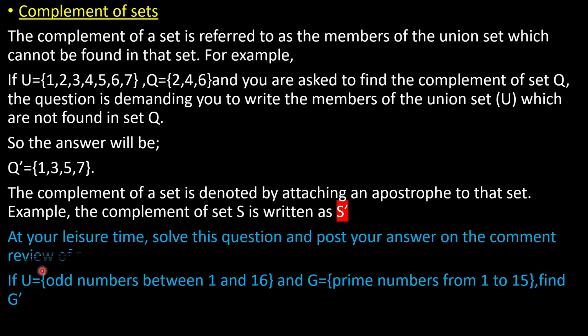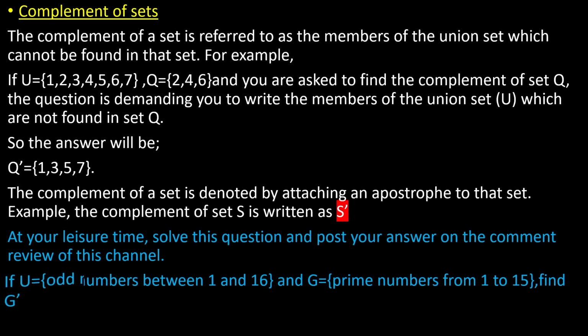So at your leisure time, solve this question and post your answer in the comment section of this channel. So let's look at this question. If U equals odd numbers between 1 and 16 and J equals prime numbers from 1 to 15, find J complement. This question is easy to solve, but I want you to solve it at your leisure time.